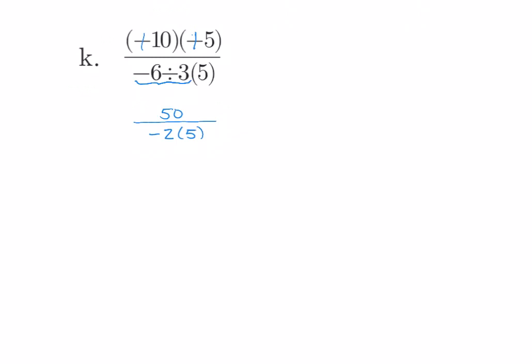The numerator is simplified already, so we're going to go ahead and just leave it as a 50. And in the bottom, negative 2 times 5 is negative 10. We can now divide. 50 divided by negative 10 is negative 5. And you're done.